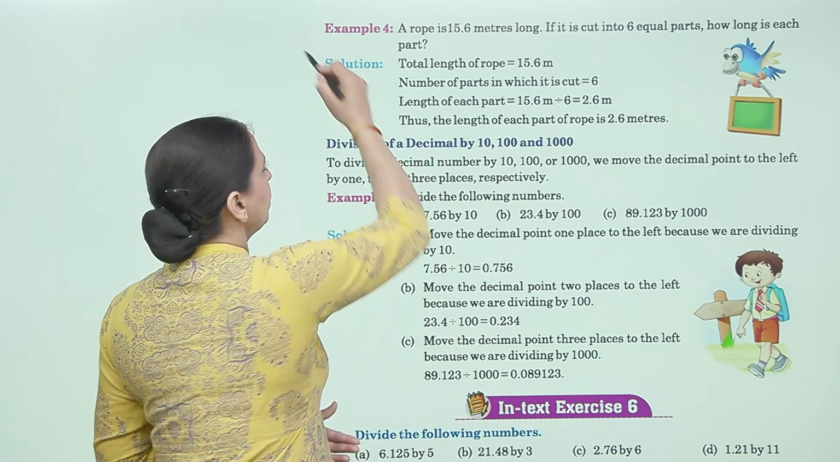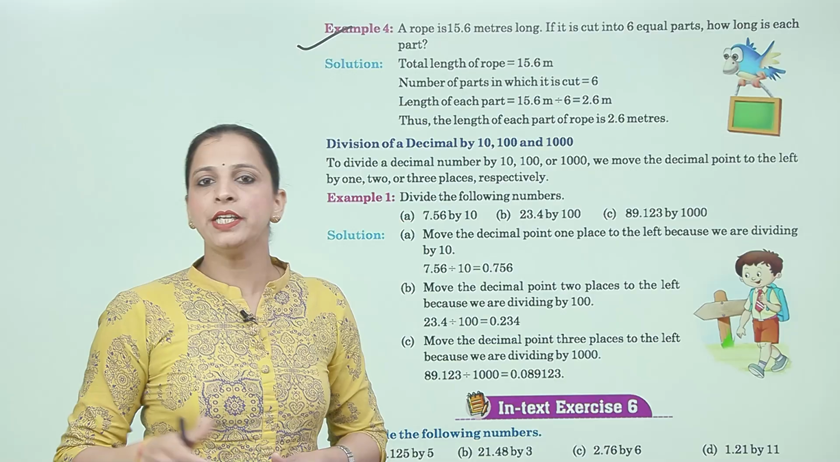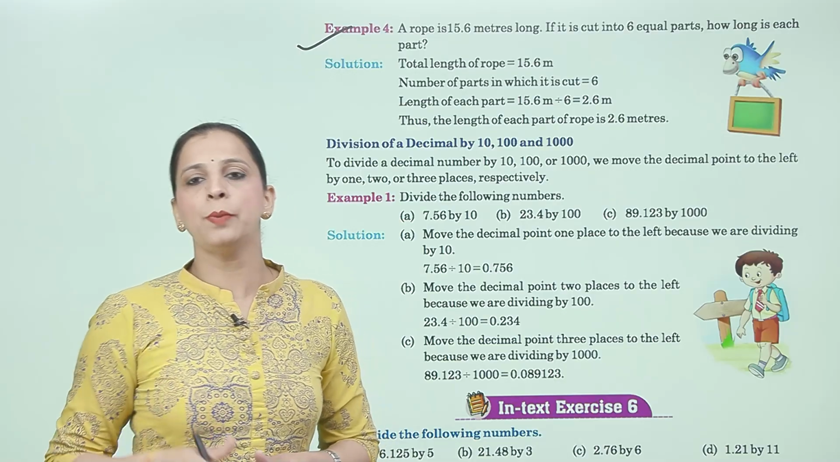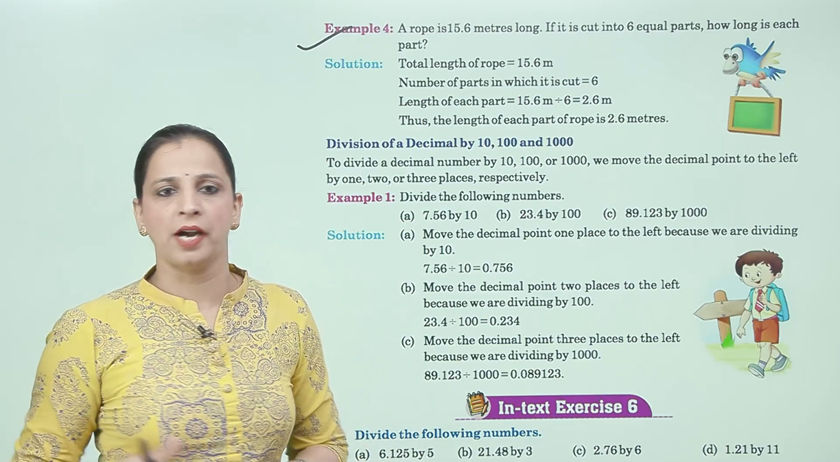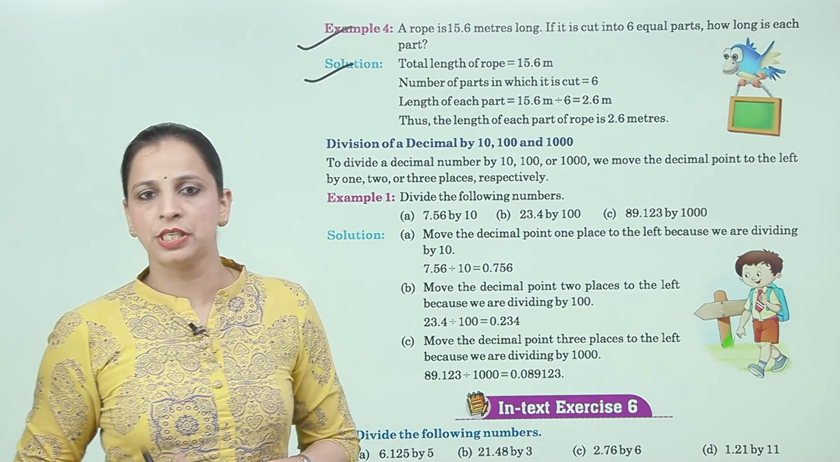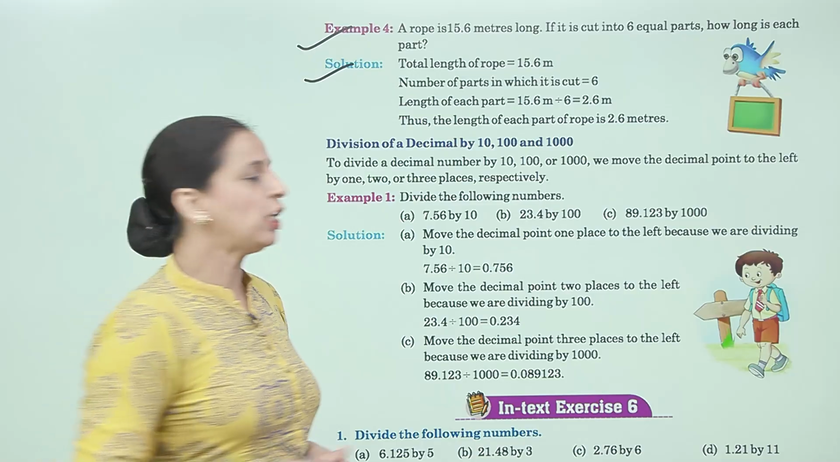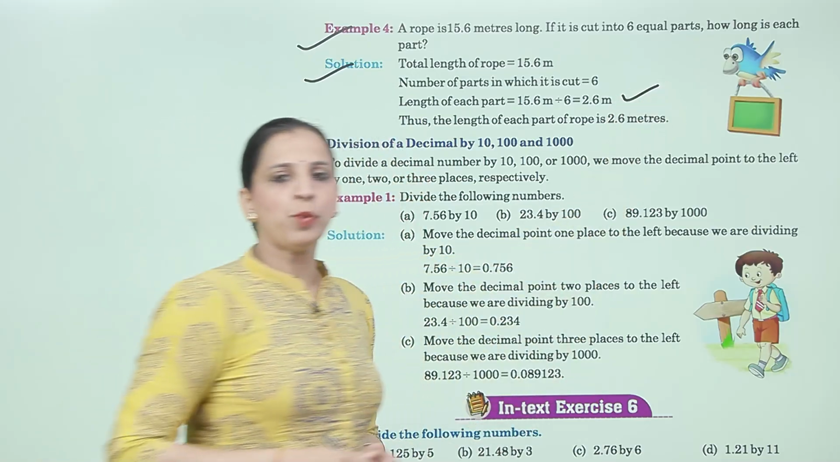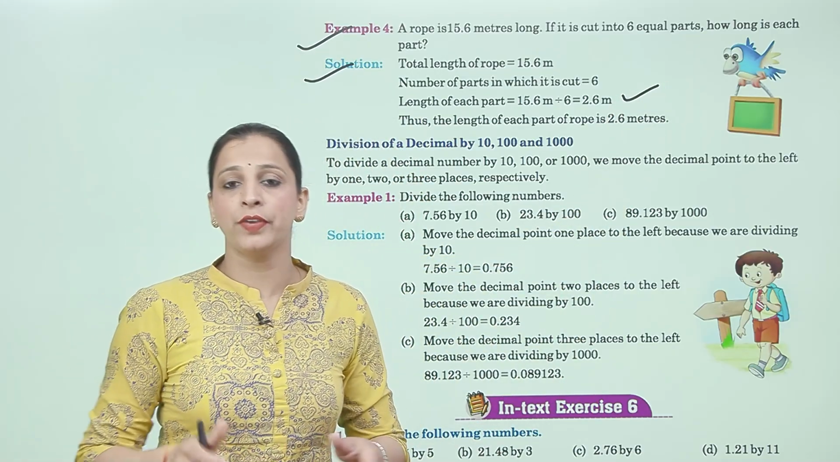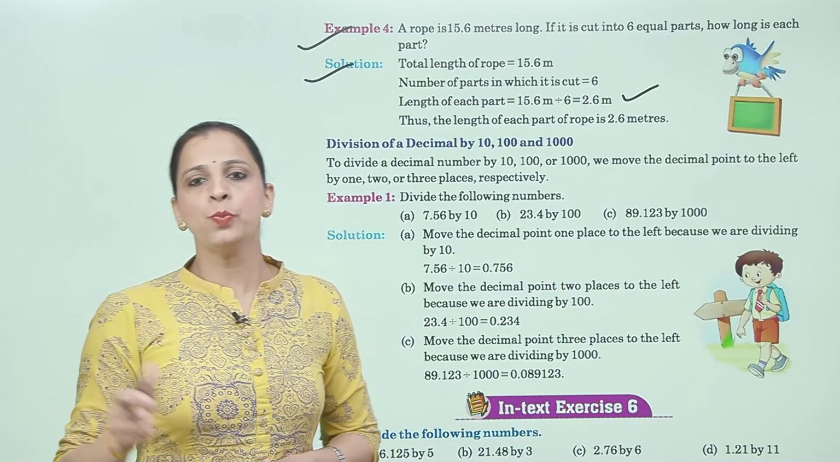Now example 4, a rope is 15.6 meters long. If it is cut into 6 equal parts, how long is each part? Solution: the total length of the rope is 15.6 meters. The number of parts in which it is cut is 6. So the length of each part is 15.6 meters divided by 6, we got 2.6 meters. Thus the length of each part of the rope is 2.6 meters.